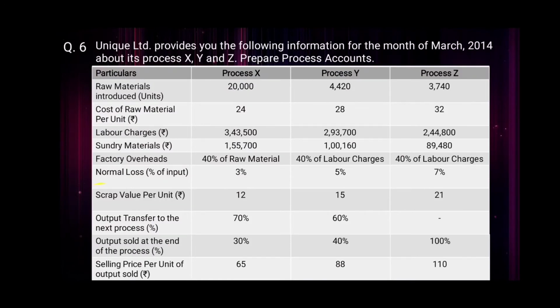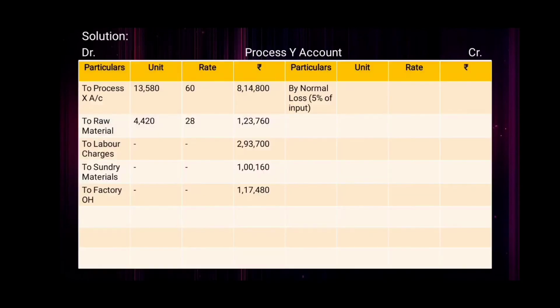Next, normal loss, which is given as percentage of input, is given as 5% for process Y, and the scrap value per unit is given as 15. By normal loss, 5% of input, which will be 900 at the rate of 15. So the total amount will be 13,500.